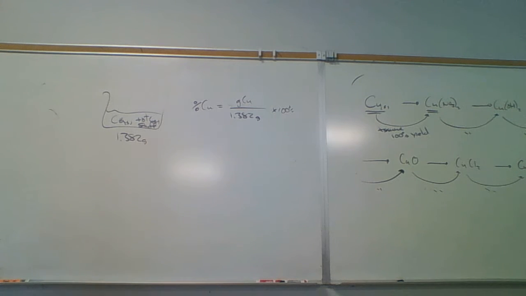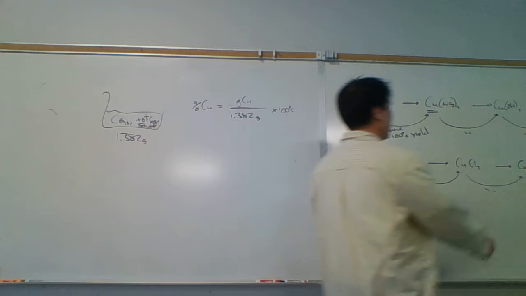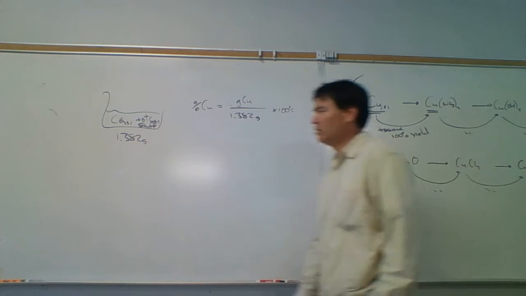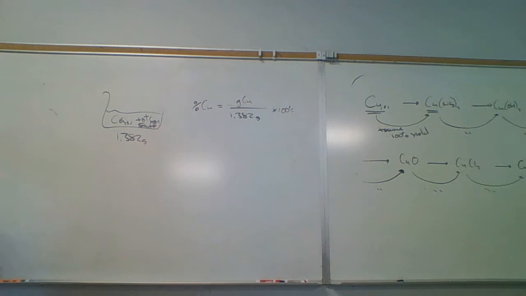All right, so what we want to do is work backwards. We're going to work backwards. We're going to ignore all these. I'm just going to say, well, however many grams of copper there are here, that's here. And so there are 2 ways to do this. One is this, I can use this.